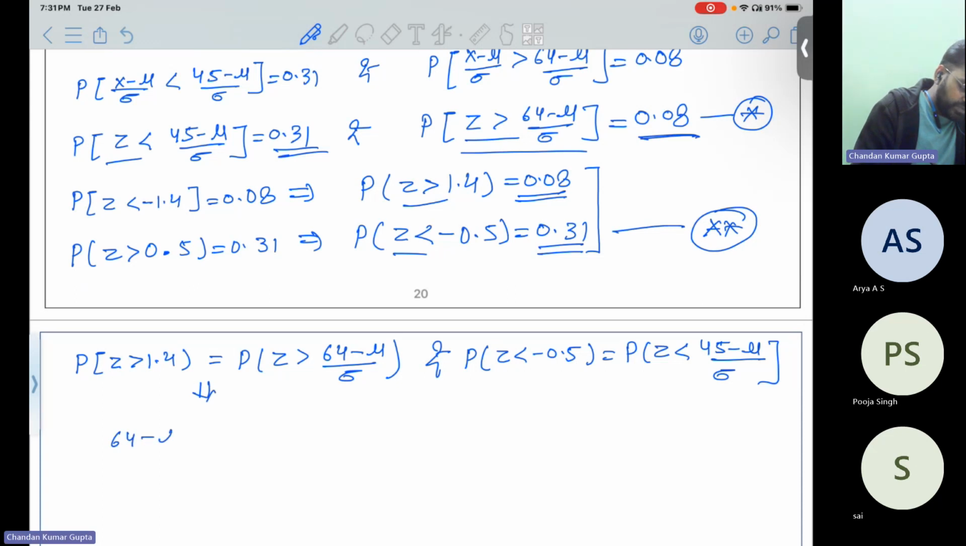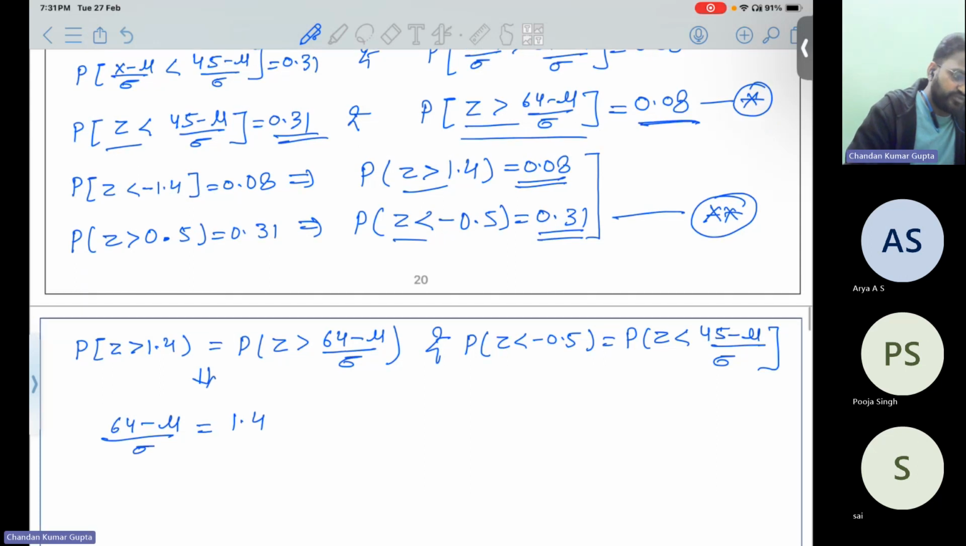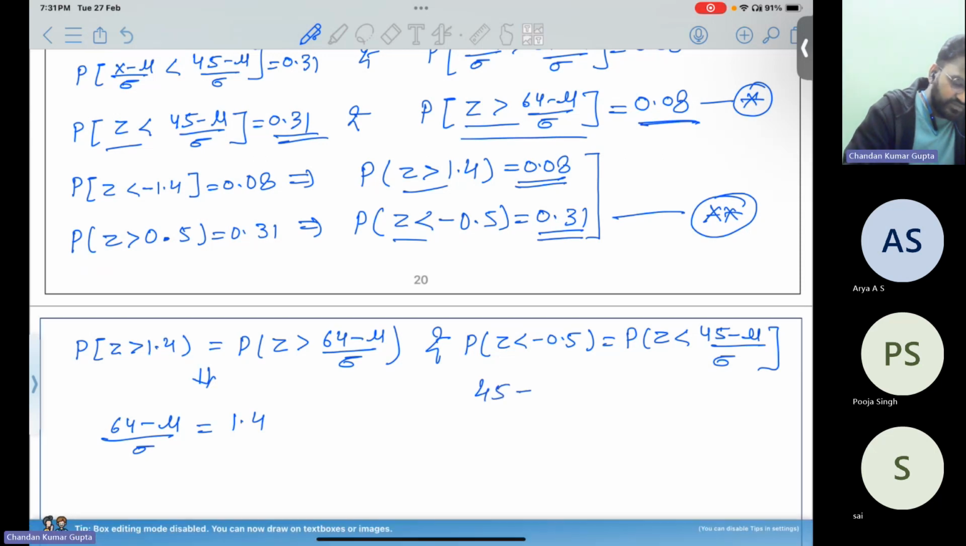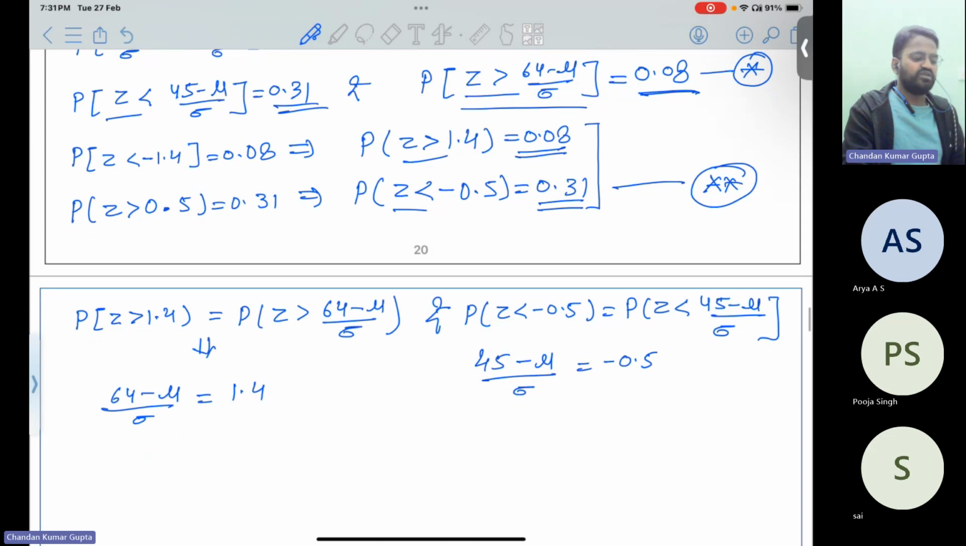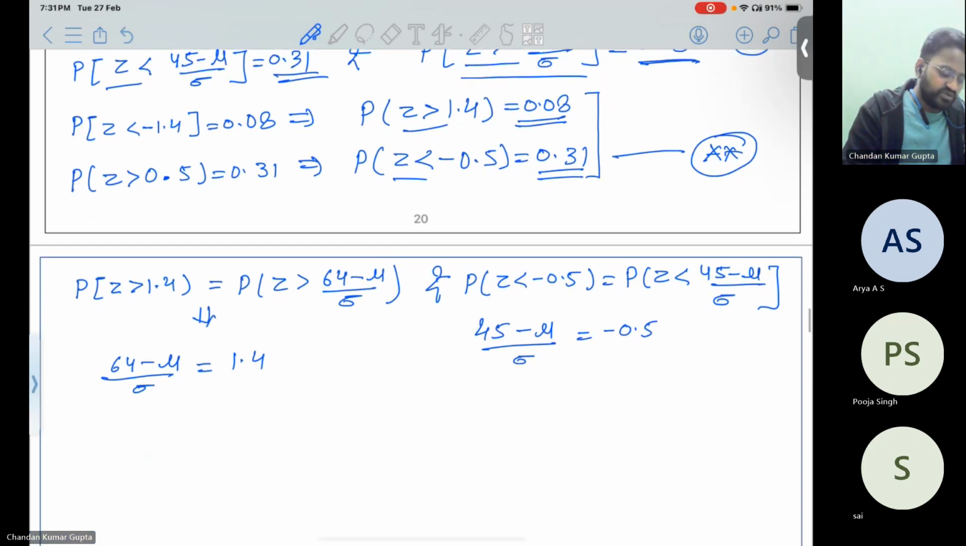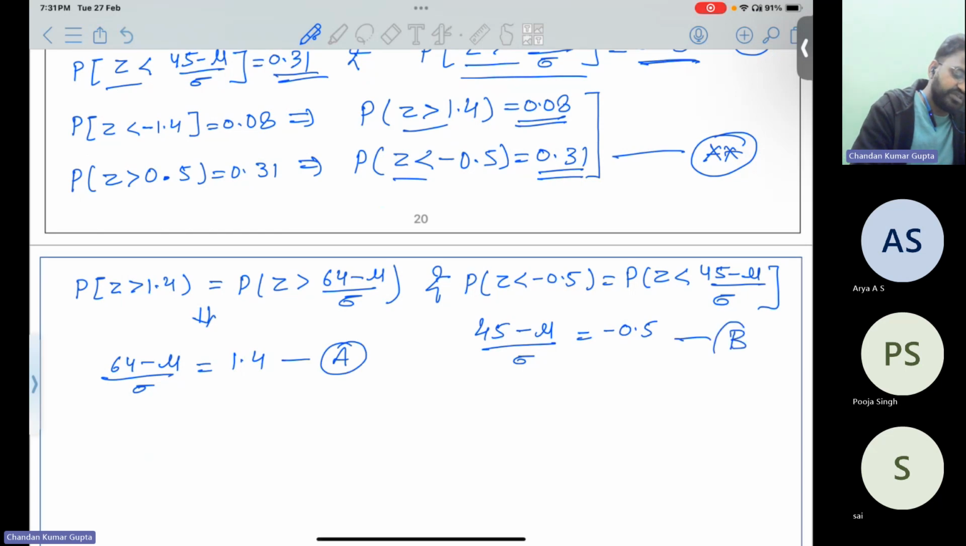like (64 minus mu) upon sigma equal to 1.4. And from here, we will write it like (45 minus mu) upon sigma equal to minus 0.5. Okay. Now it is a simple task now. From these two equations, suppose equation A and equation B, you may solve the value of mu and sigma.